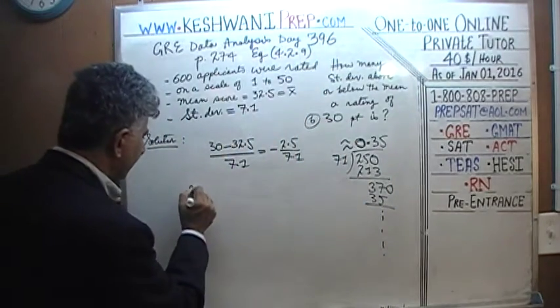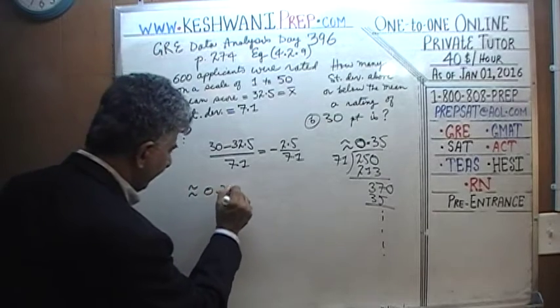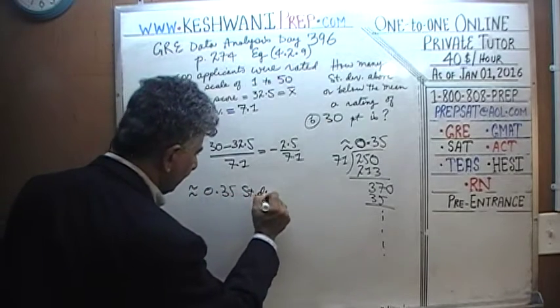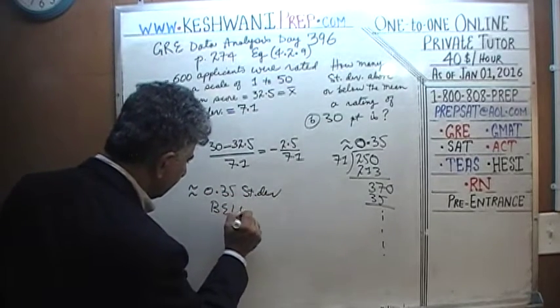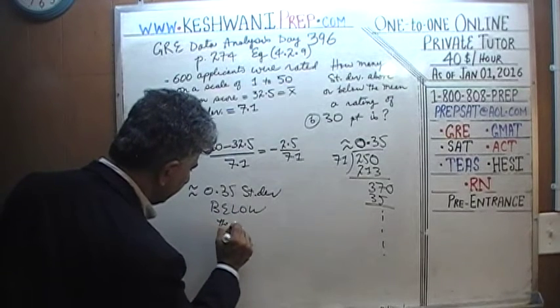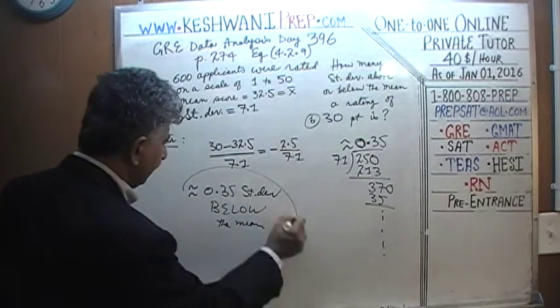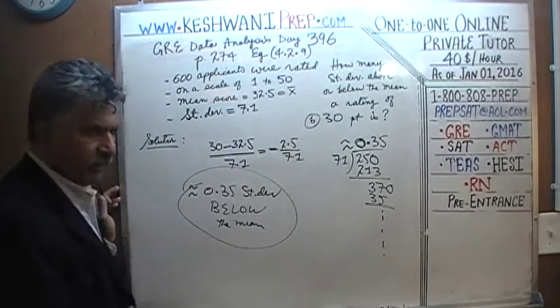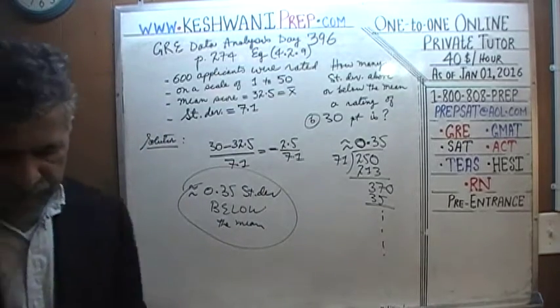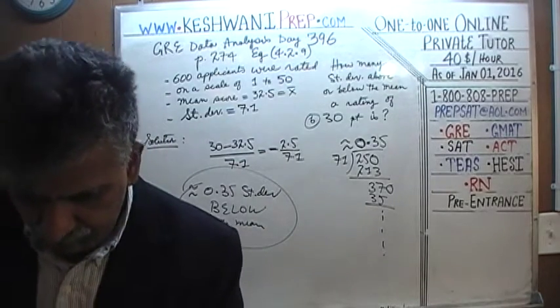So we are approximately 0.35 standard deviation below the mean. And that's your below part, the negative part here. We are 0.35 standard deviation below the mean.